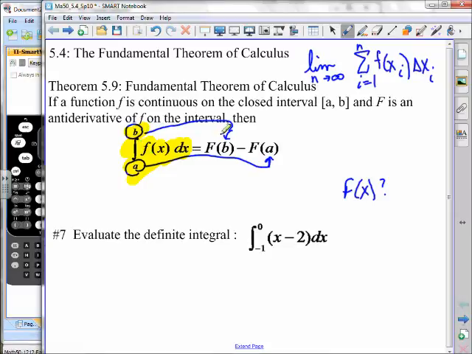I'm going to find the antiderivative first, and then I'm going to put the upper bound in, subtract, same antiderivative, and put the lower bound in. So I have to know what the antiderivative is. The alternative is going through the limit definition, which is a lot of work. So let's go over here.